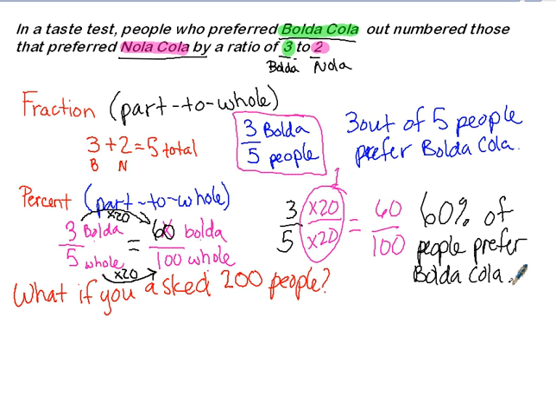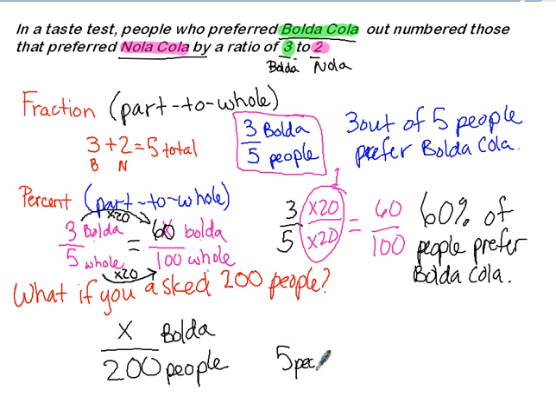Lastly, if it asks you a question that says, well, what if you asked 200 people? So we have 200 people. That is considered a whole because it's neither Bolda nor Nola. And if we wanted to know how many people out of the 200 like Bolda Cola, we would have to again say, well, how many people did we ask in our survey? We had 5 people. And of those 5, 3 liked Bolda Cola. So again, that means for every 5 people, 3 people like Bolda Cola.